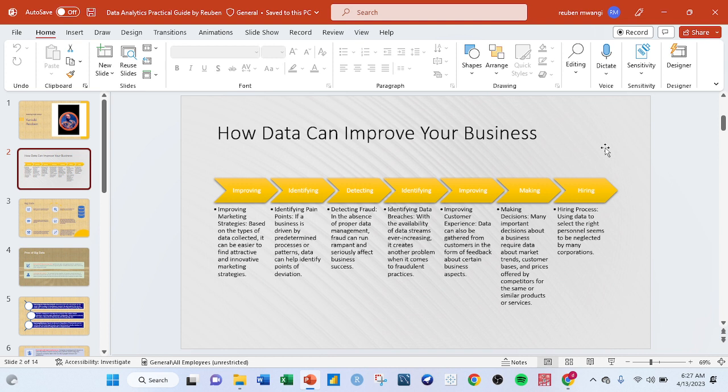But in case you are using data, you have the records of what is happening. It's very easy for you to detect everything, or how the processes are going. So it's good to have all your information stored in good databases where you can retrieve the information, ask questions, and get answers at the same time. It can also be useful in identifying data breaches. With the availability of data streams ever increasing, it creates another problem when it comes to fraudulent processes.